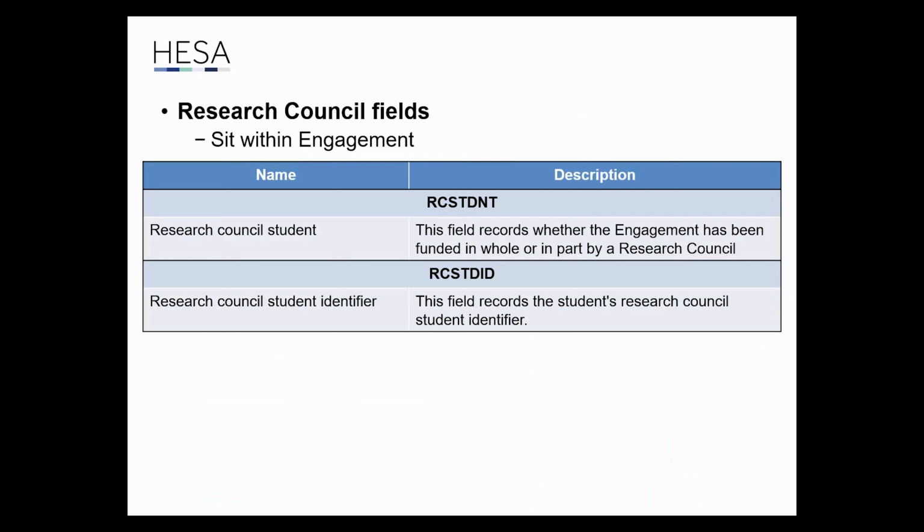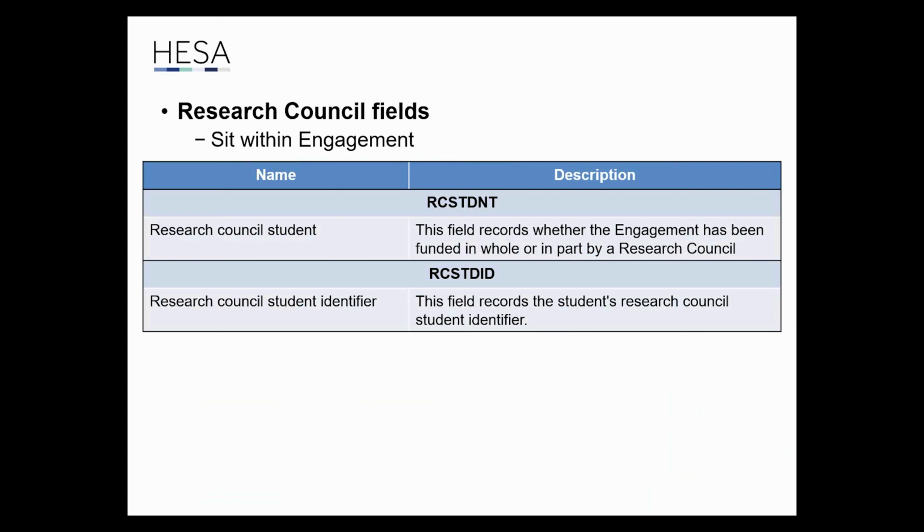So what this means is that once an engagement has been returned as being funded by a research council, we would expect it to continue to be returned as funded until it ends, even if the student's funding runs out, because it's recording whether there was funding at any point rather than in a specific reference period or student course session, which is why it sits at that higher level of the engagement. Alongside that, if they are a Research Council student, we would also expect to see their Research Council student identifier. So that data can then be linked by the Research Councils using that identifier.